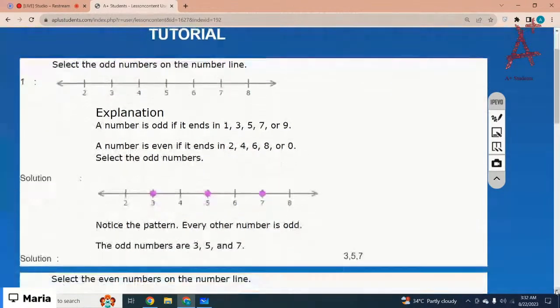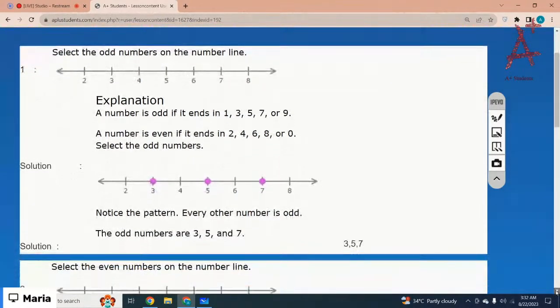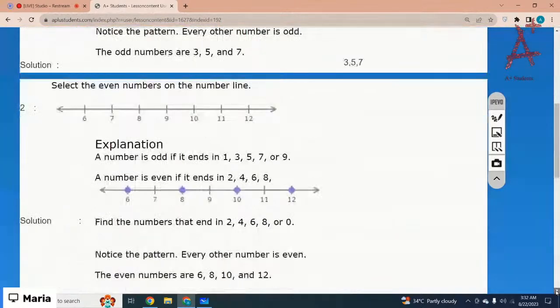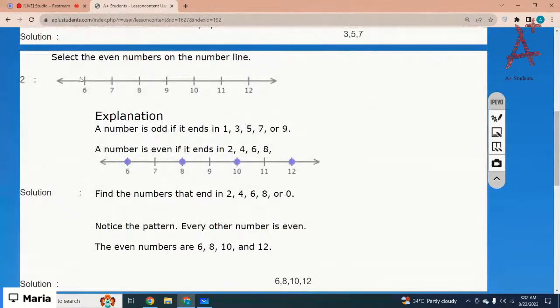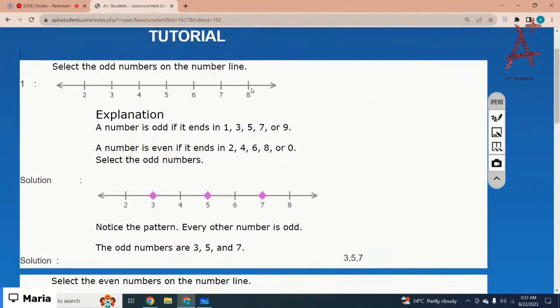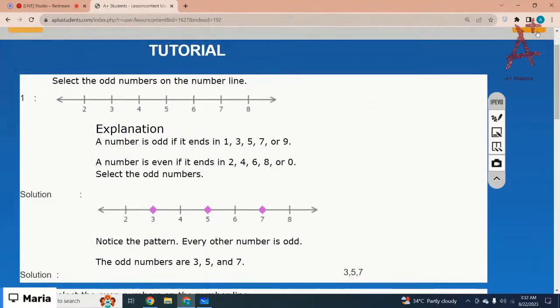The odd numbers are 3, 5, and 7 on the number line, right? Okay, so you have to select the even numbers on the number line. They are 6, 8, 10, and 12. And if you want to see the pattern, every other number is an even number, right? So 6, 8, 10, and 12, they are the even numbers on the number line. Let's just start with the practice questions.